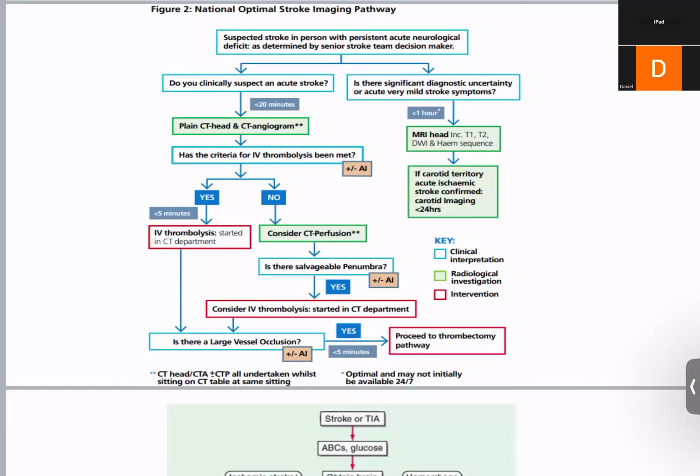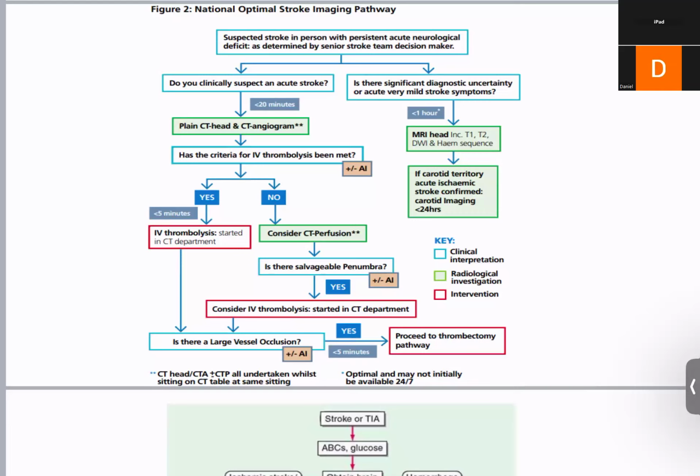And if the patient does not meet the criteria for thrombolysis, and it is an ischemic stroke, further we can proceed with CT perfusion imaging. And if we see there is salvageable penumbra, again we can consider IV thrombolysis, which can be started in the CT department itself. And if it is a large vessel occlusion, we should not stop with the IV thrombolysis. We should proceed with thrombectomy, which again should be within less than 5 minutes.